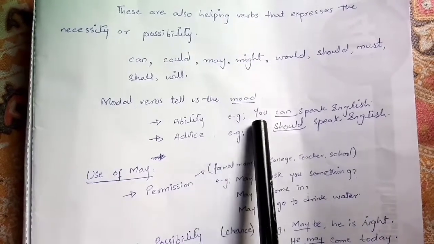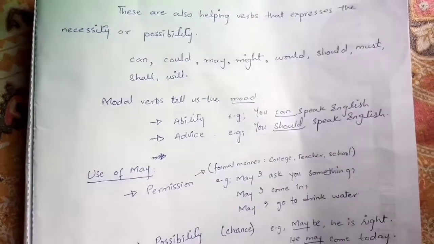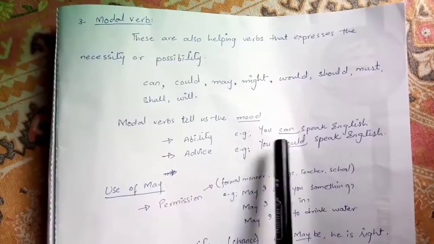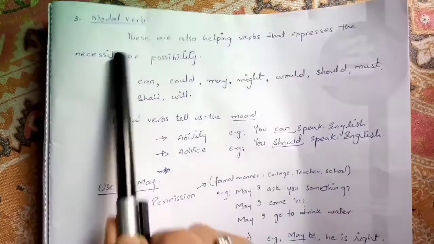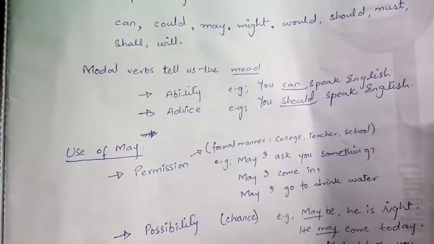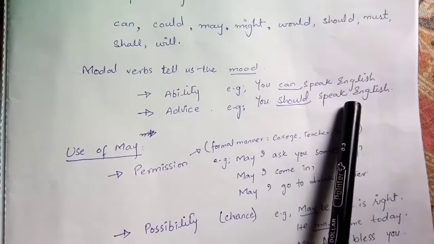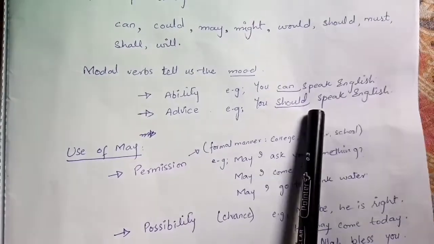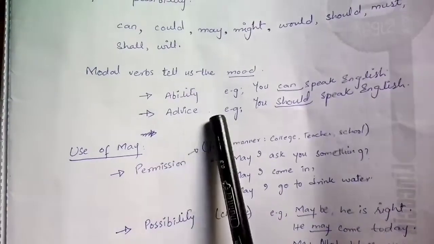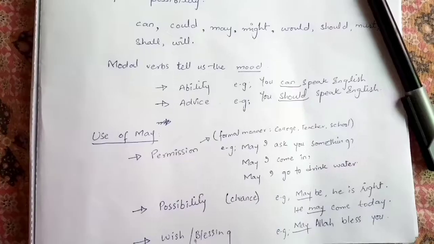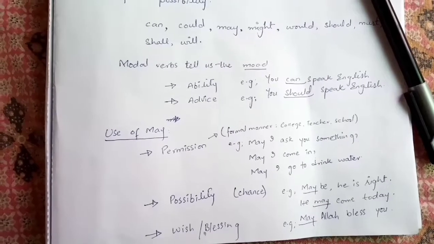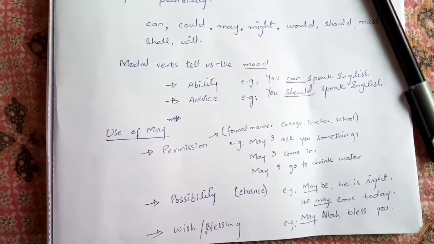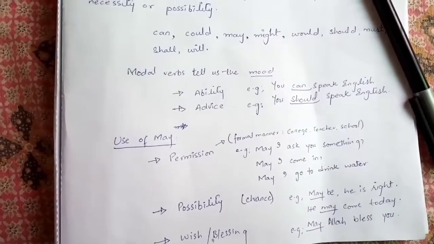If I say to anybody that you can speak English, over here the word can represents ability. It represents the modal verb. But if I say you should speak English, over here the word should expresses advice. May is a modal verb and it represents permission, possibility, wish or blessing.